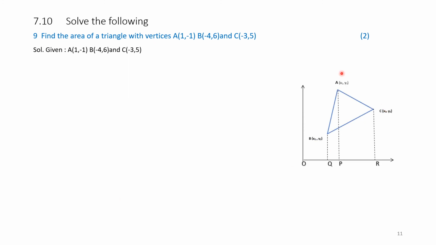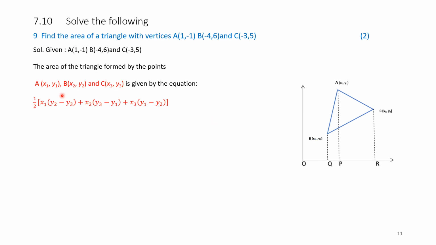This is the figure. You remember this and this equation; if you draw this figure, it is very easy to remember the formula. The area of the triangle is given by half into x1 into (y2 minus y3), similarly x2 into (y3 minus y1), plus x3 into (y1 minus y2). This is the formula. Substitute the values.